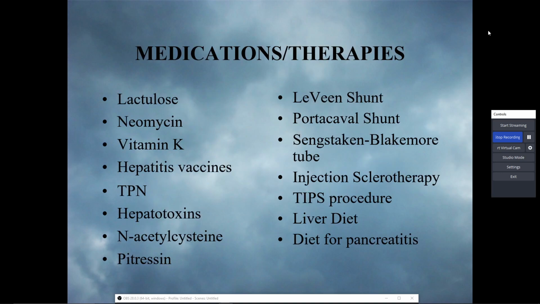Medication therapies, I'd get used to the terms. I'm not going to go over them in depth at the moment, but we will be talking about them throughout the chapter.